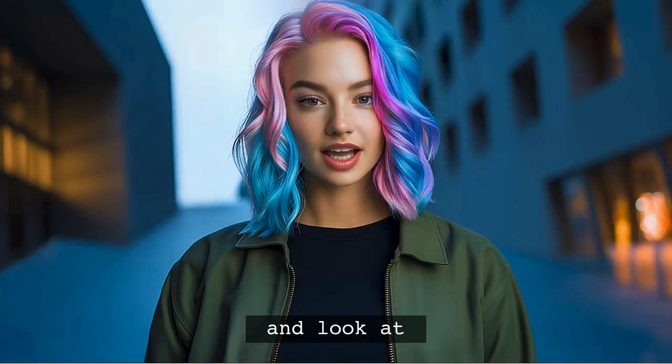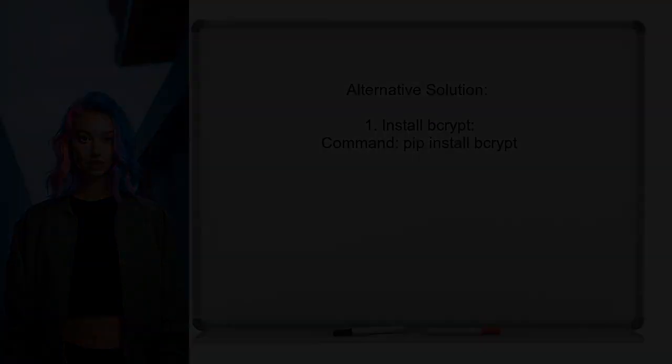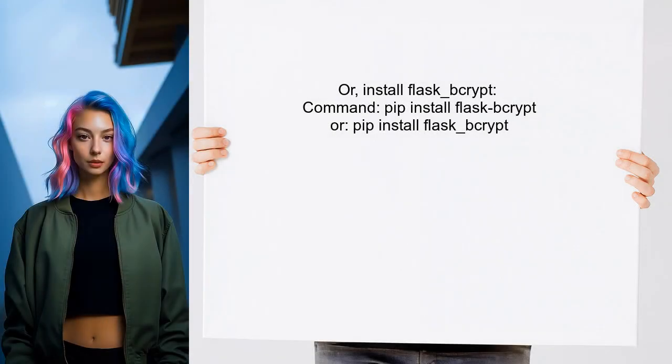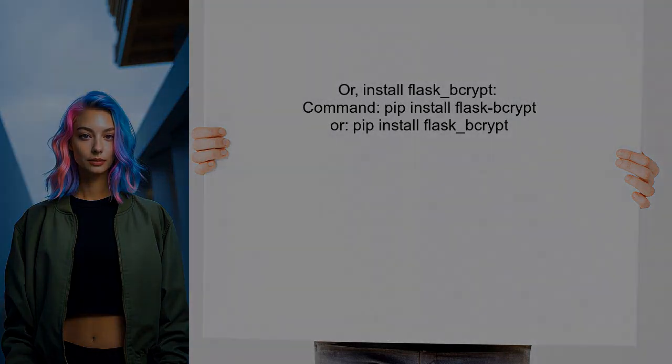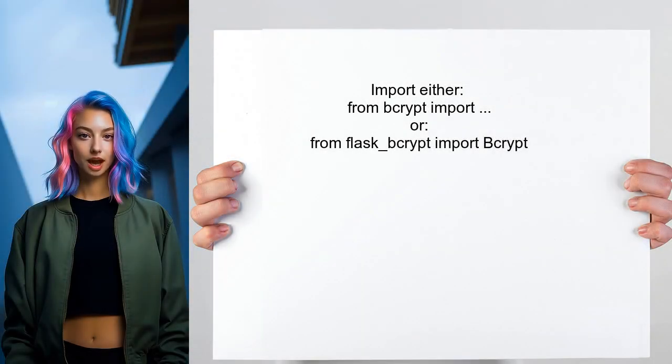Let's move forward and look at another answer. An alternative solution provided by another user suggests that you need to install the bcrypt module. You can do this by running the command pip install bcrypt. Additionally, you can use Flask bcrypt instead. To install it, run either pip install flask-bcrypt or pip install flask bcrypt. Once installed, you can import either bcrypt or Flask bcrypt in your script.